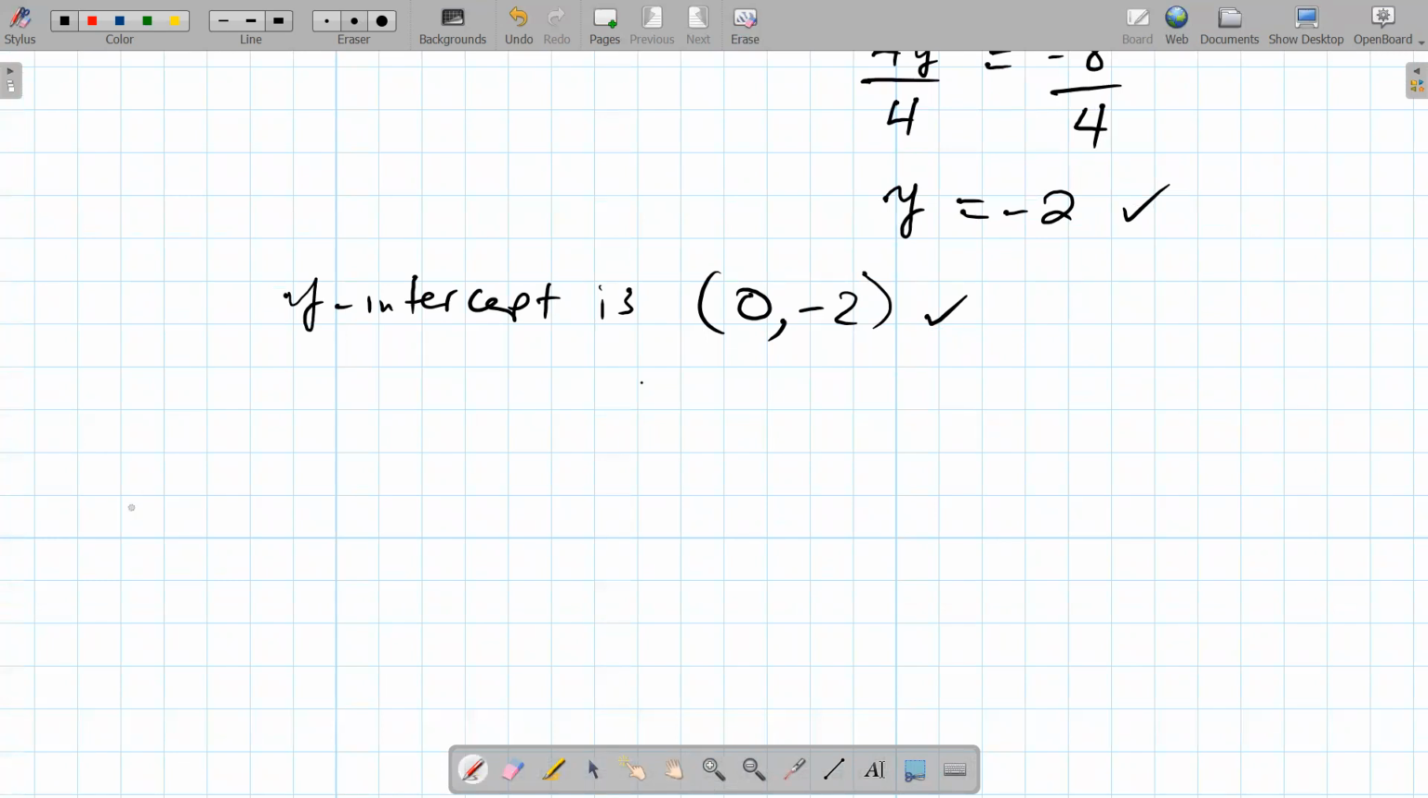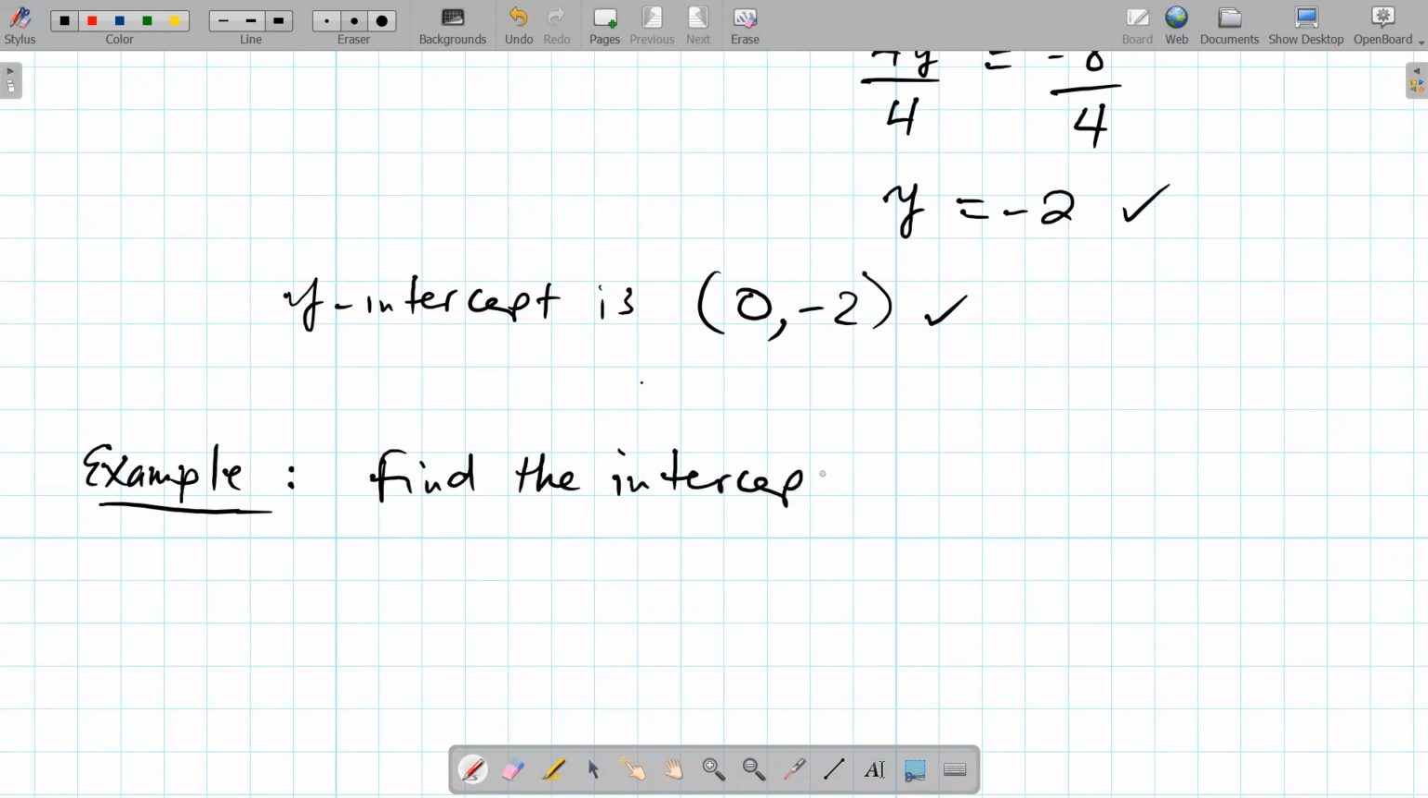Let's do another example. Find the intercepts for the equation x minus 2y equal 7.